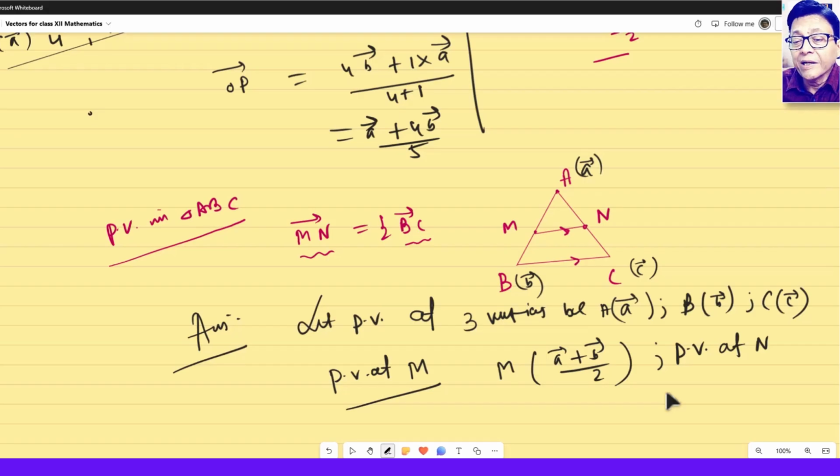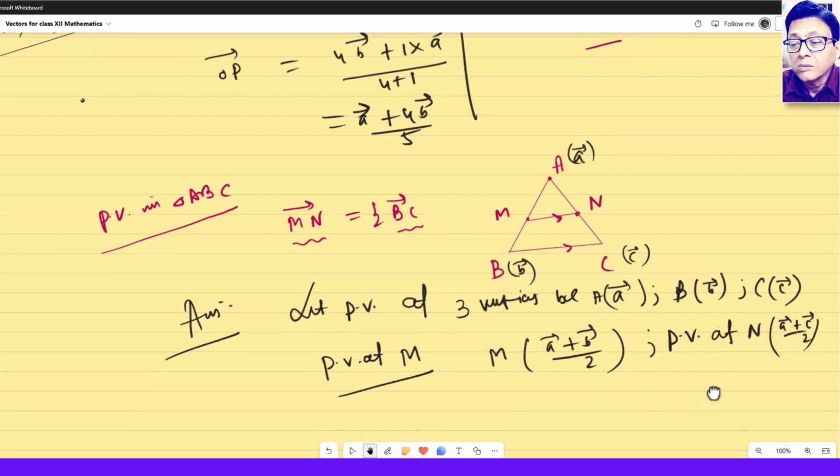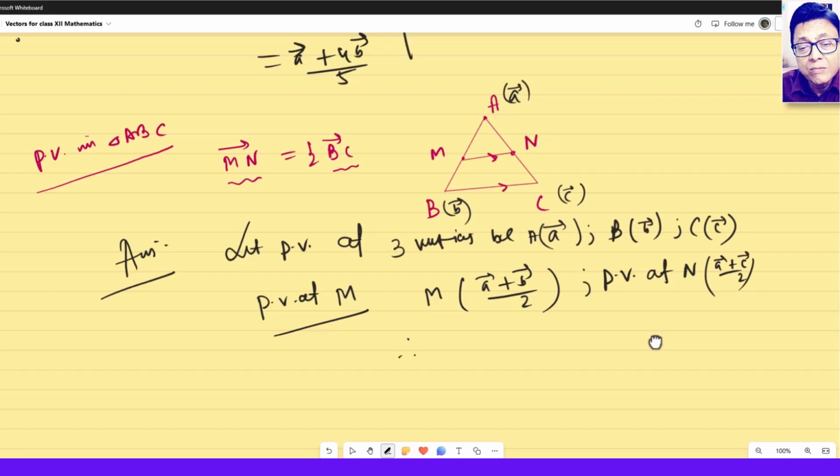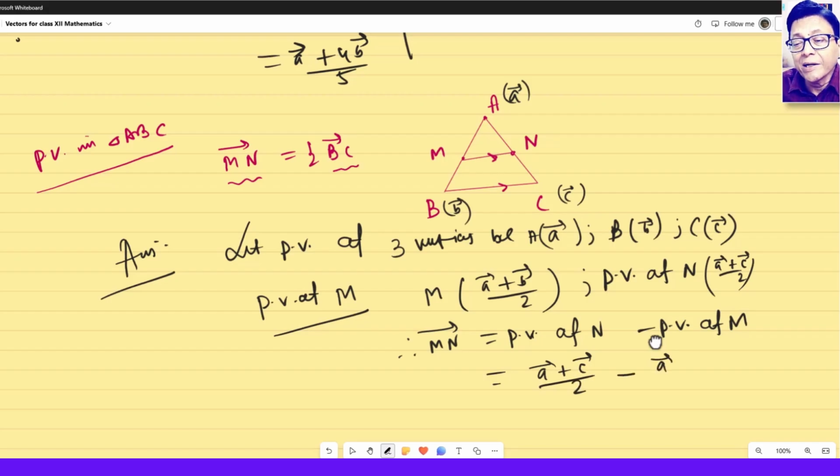Position vector of N is going to be (A plus C) divided by 2. Now, what is MN vector? MN vector will be the position vector of N minus the position vector of M, that is, minus (A plus C) by 2. So this will be (C minus B) divided by 2.